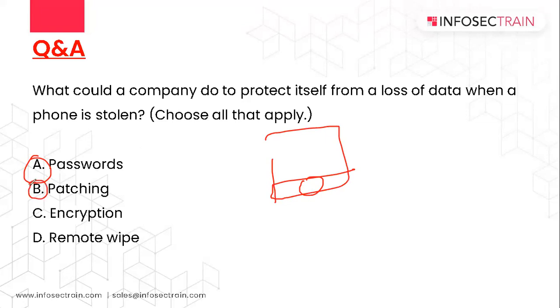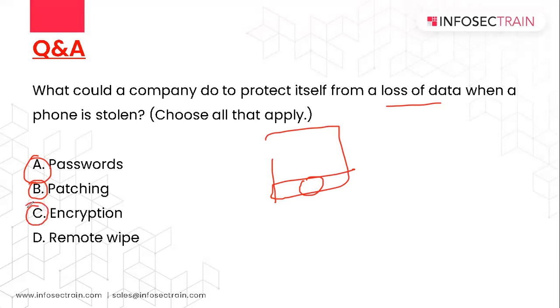Then we have option B, which is patching, right? So guys, patching is very crucial, very important for our overall mobile security, right? But it is not directly addressing our data loss when our mobile phone is stolen, right? Like, if our mobile phone has been stolen, over there we are not going to patch it.